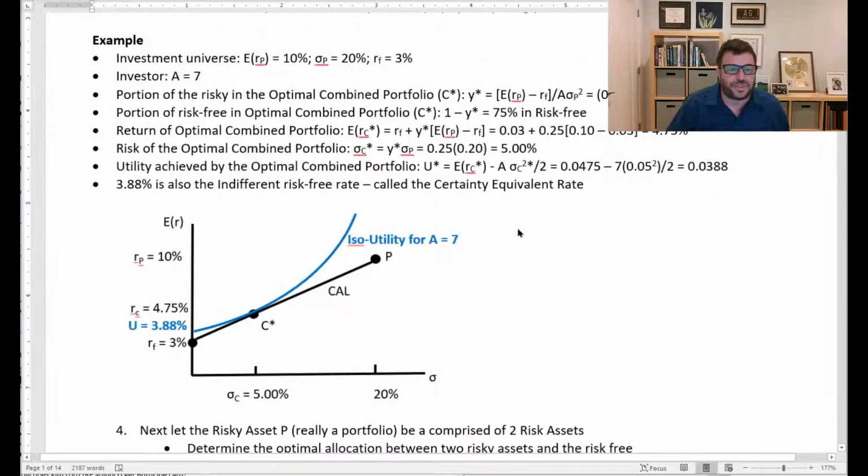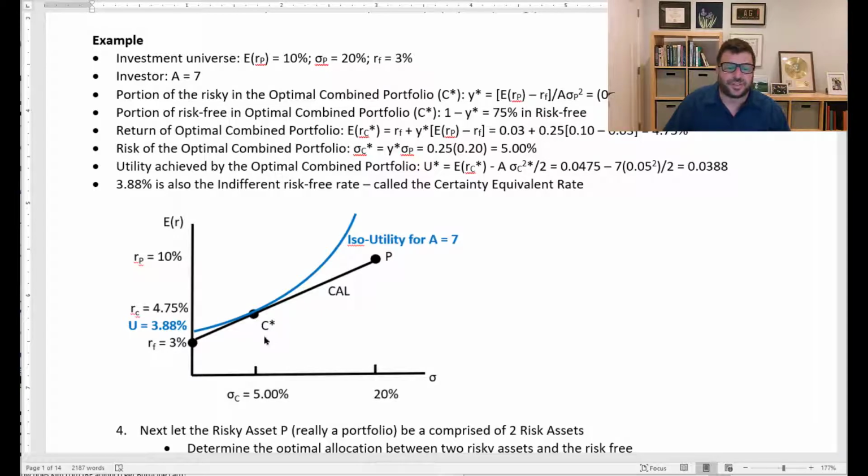And here's an example that we just did in the last chapter. We had our investment universe. The risky asset was at 10/20. The risk-free was a 3% asset. We said, okay, we have an investor with a risk aversion level of 7. So the first thing we do is we figure out what the capital allocation line looks like. It goes from 3% to 10% and 20%, and then we did a bunch of math to show that this has to be a straight line. Then we figure out where we want to be on this line by finding Y star, which was equal to 0.25, and therefore 1 minus Y star is 75%. So we have 25% of our wealth in the risky and 75% in the risk-free.